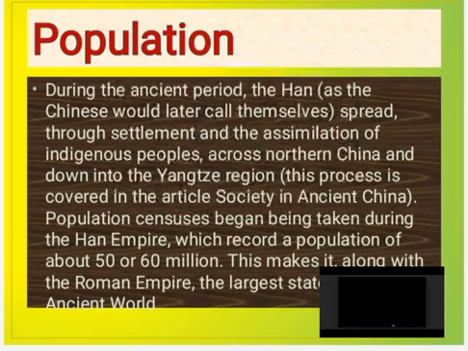Population. During the ancient period, the Han spread through settlement and the assimilation of indigenous peoples across northern China and down into the Yangtze region. This process is covered in the article Society in Ancient China. Population censuses began being taken during the Han Empire, which record a population of about 50 or 60 million. This makes it, along with the Roman Empire, the largest state in the ancient world.